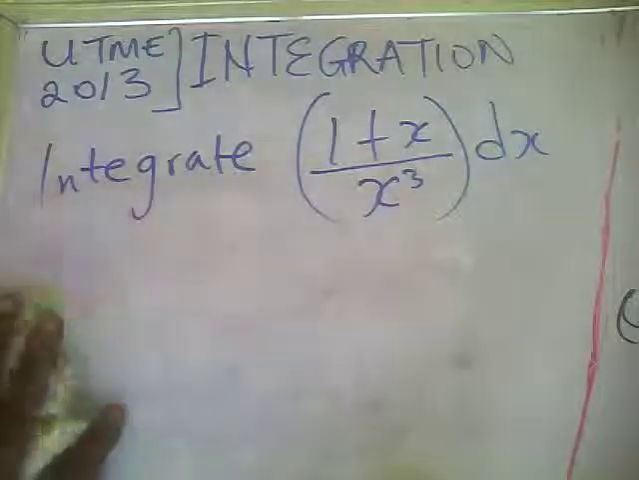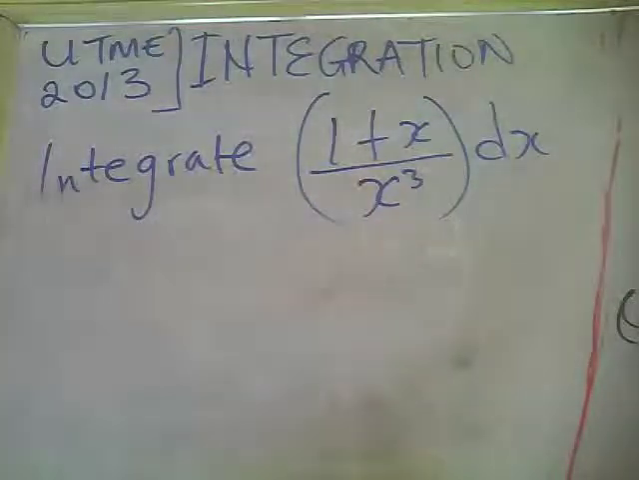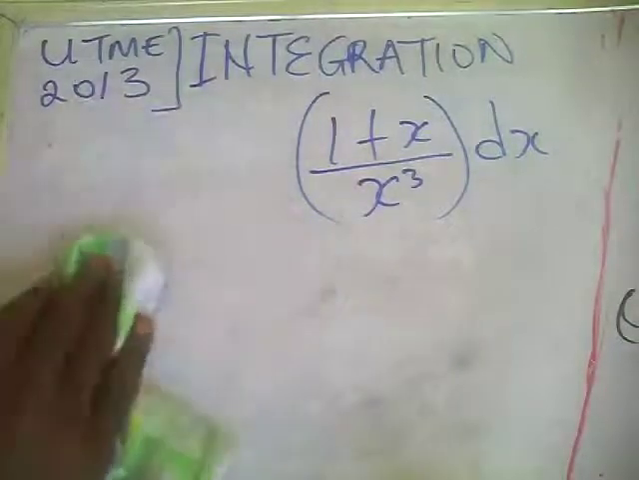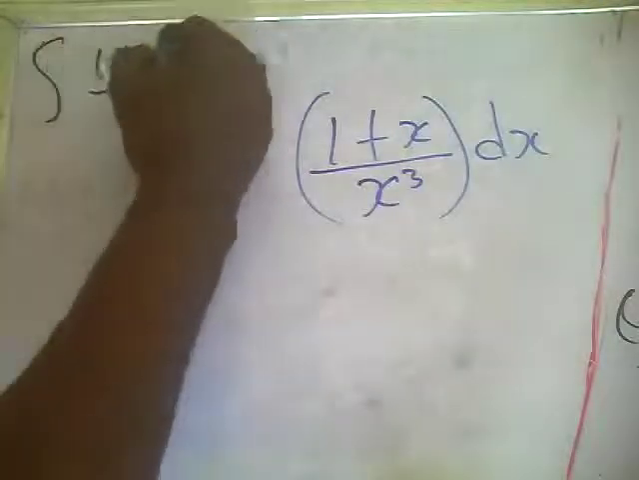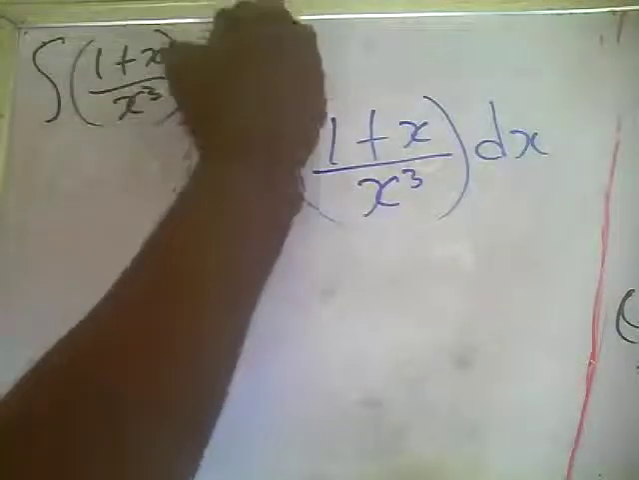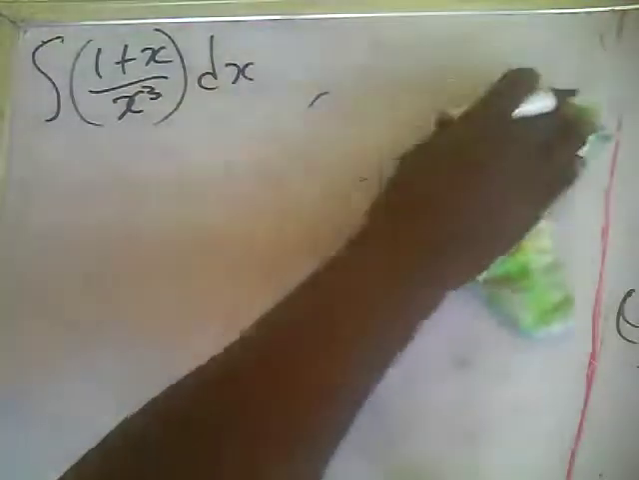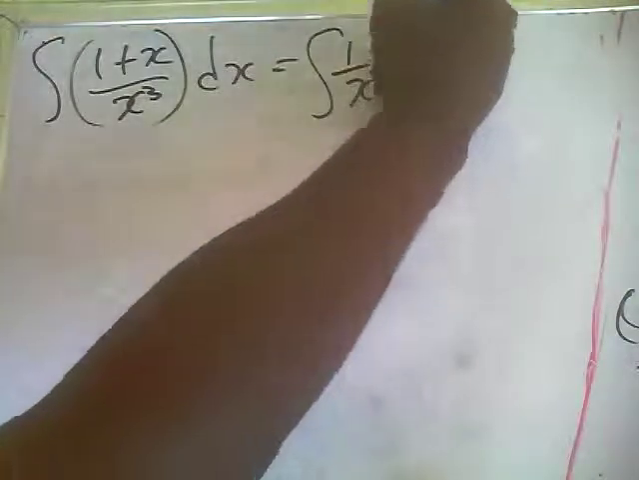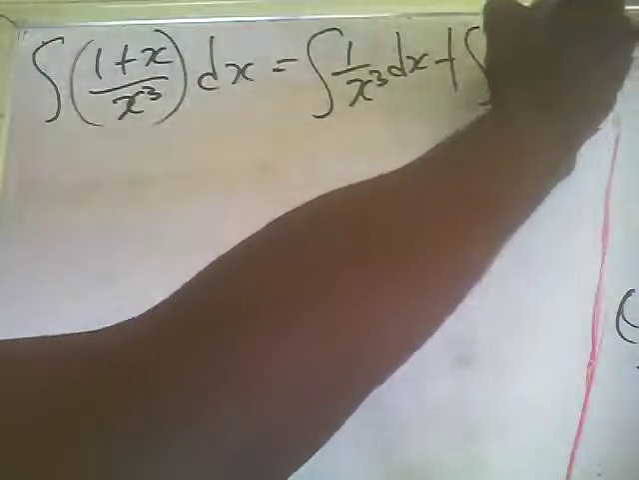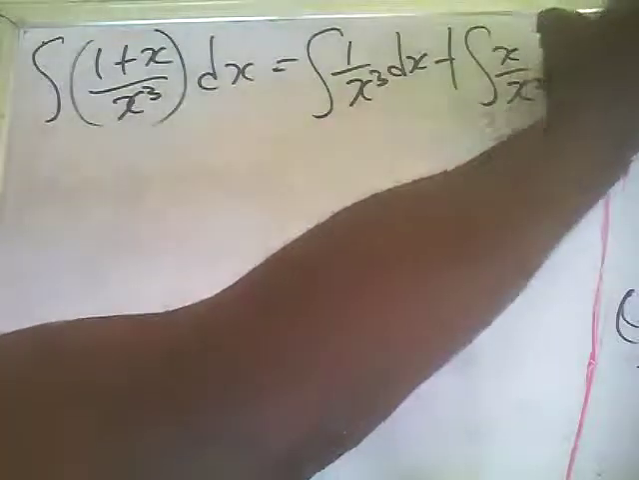Now to solve this problem, we have the question: integrate 1 plus x all over x cubed dx. Of course, we can rewrite it as integral 1 plus x all over x cubed dx. Now this can be further split into integral 1 over x cubed dx plus integral x over x cubed dx.